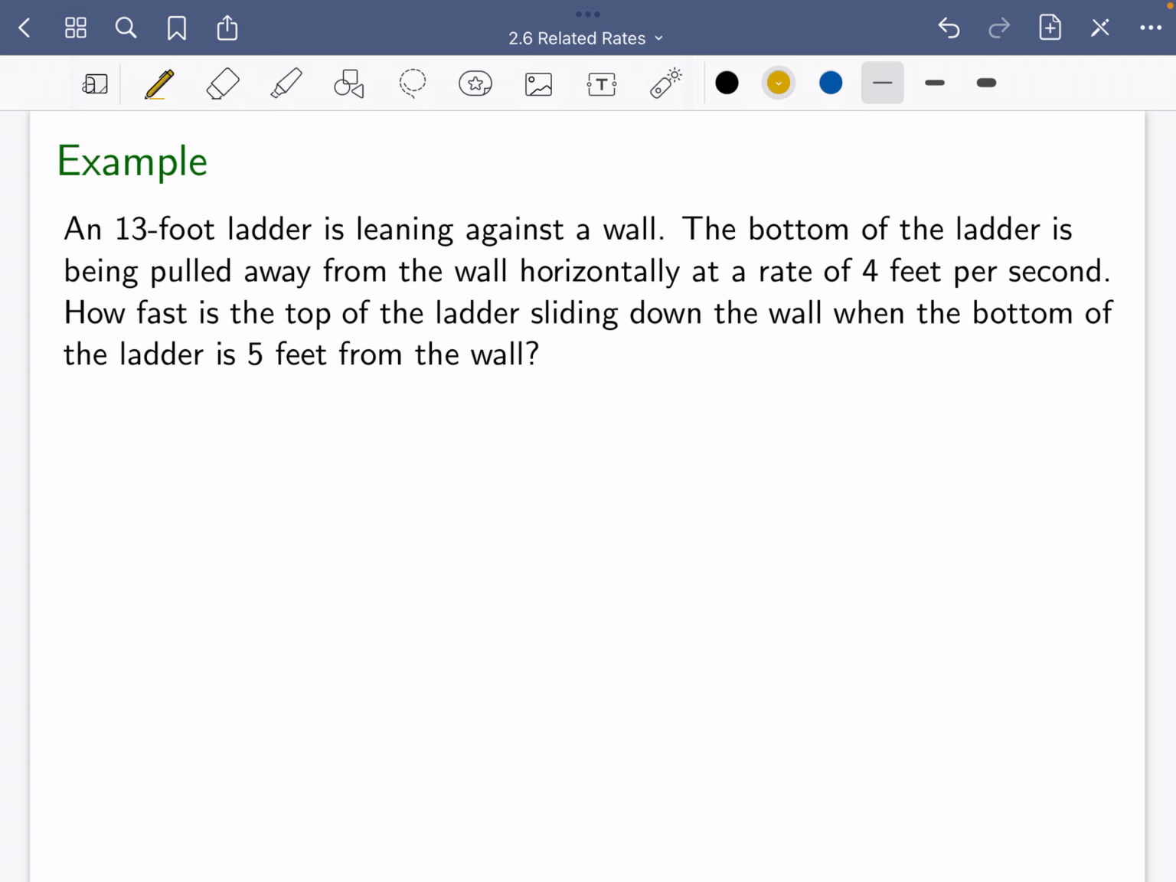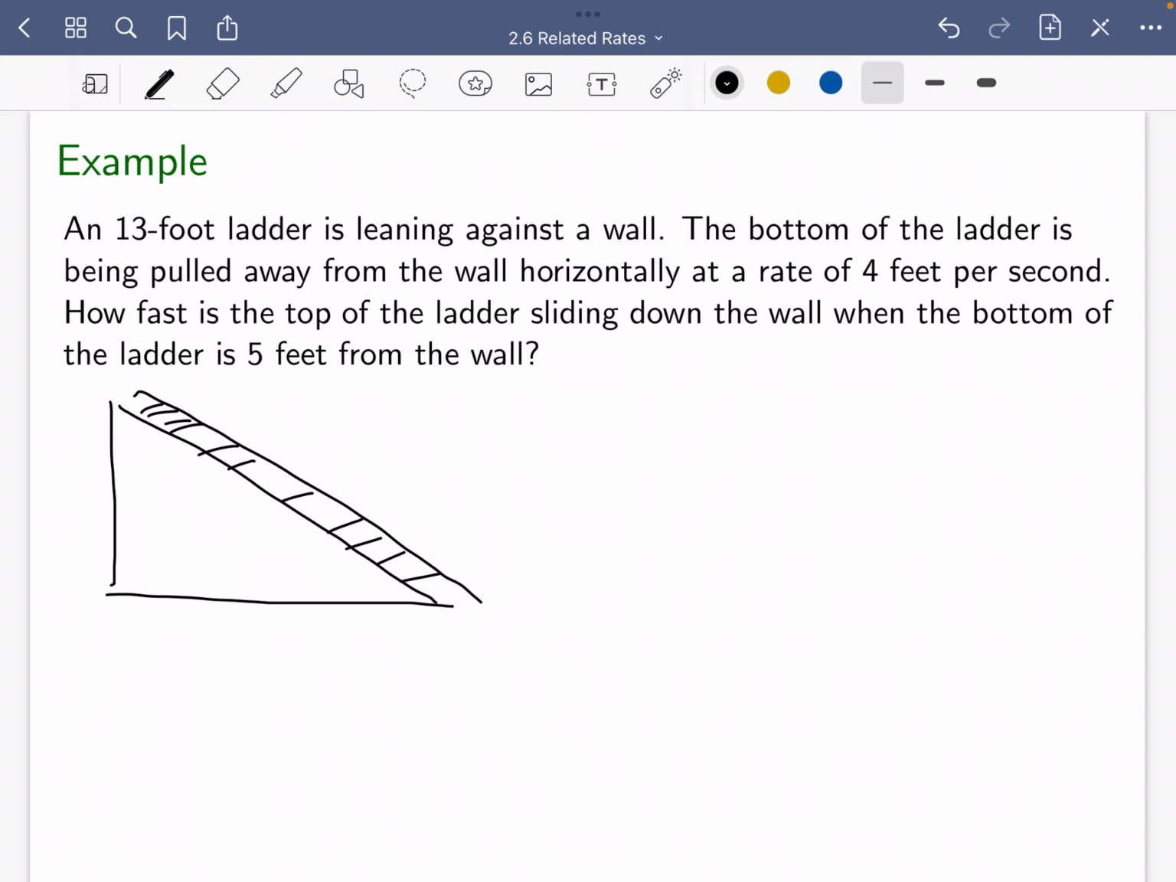A lot going on here. Let's first try to draw a picture. So we have this wall, we have this ladder that's leaning up against the wall. Those rungs are not very well spread out. What do we know about the setting?